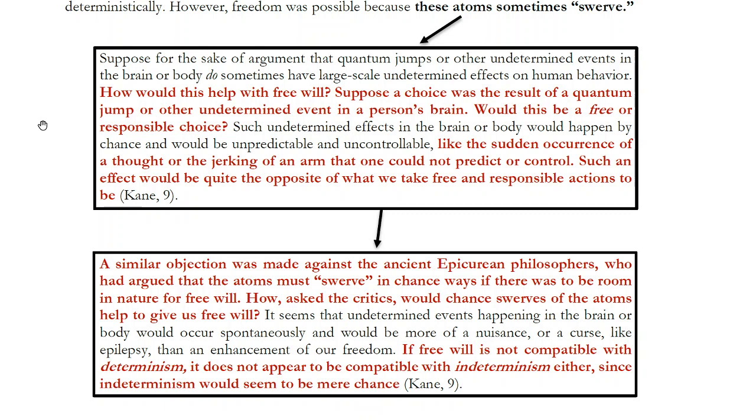Kane asks the question, how would this help with free will? Suppose a choice was the result of a quantum jump or other undetermined event in a person's brain. Would this be a free or responsible choice? Such undetermined effects in the brain or body would happen by chance. It would be unpredictable and uncontrollable. I think that word uncontrollable is vital here. Like the sudden occurrence of a thought or the jerking of an arm that one cannot predict or control. Such an effect would be quite the opposite of what we take to be free and responsible actions.